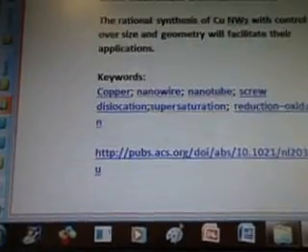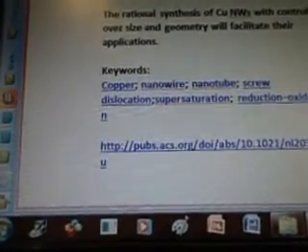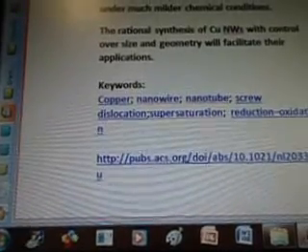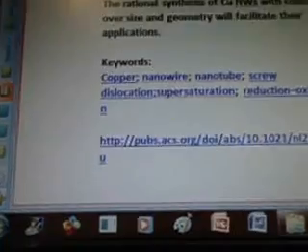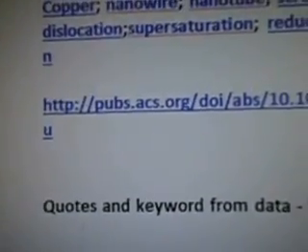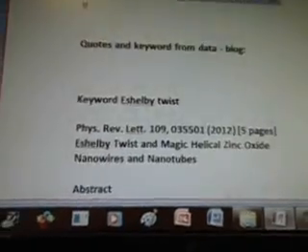So the keywords from this data are: copper, nanowire, nanotube, screw dislocation, supersaturation, reduction, oxidation. So it's from pubs.acs.org. Okay? So the quotes and keywords from the data in the blog.